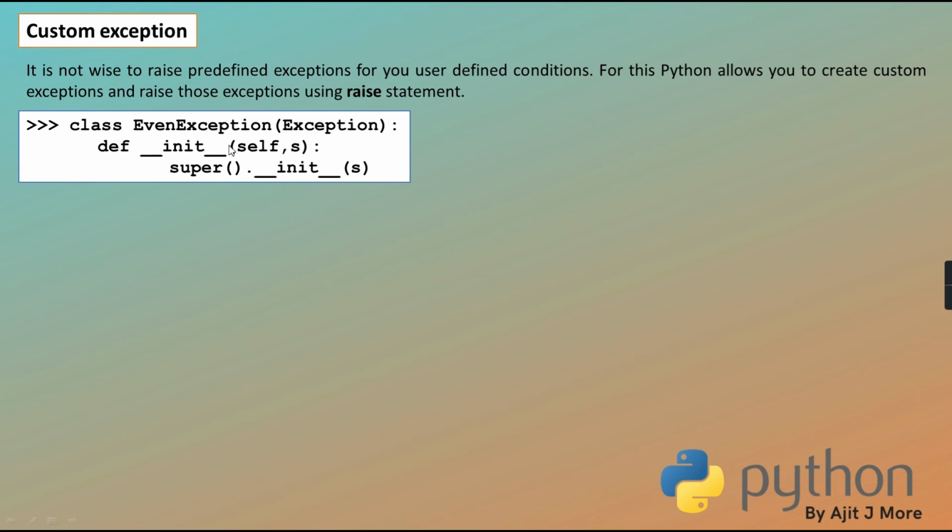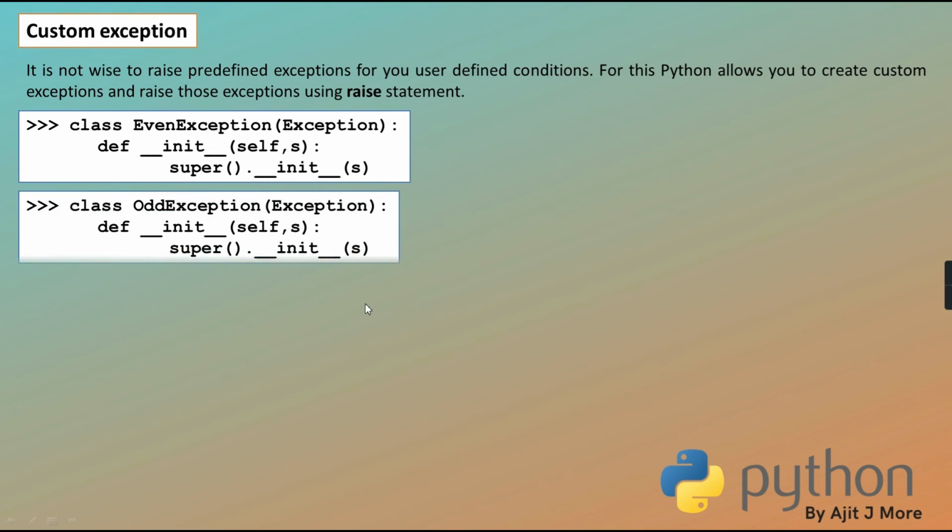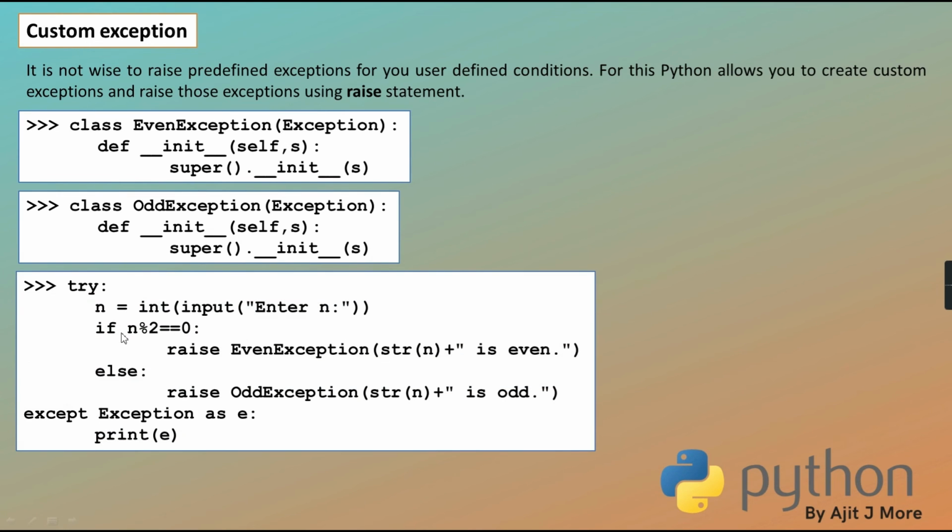I've created one constructor with one argument. The same argument I'm giving to the parent constructor. One more exception is derived again from exception, and its constructor gives a call to its parent constructor. Now I'm accepting an input. If it is even, I'm raising the even exception, and if it is odd, I'm raising the odd exception. To the constructor I'm passing some string, and the same string the dunder method returns.